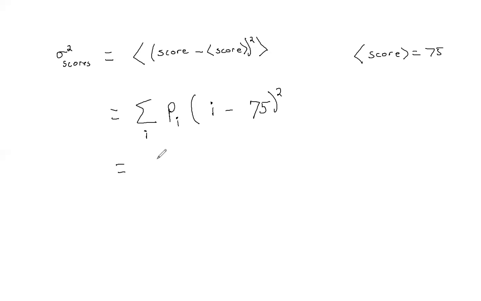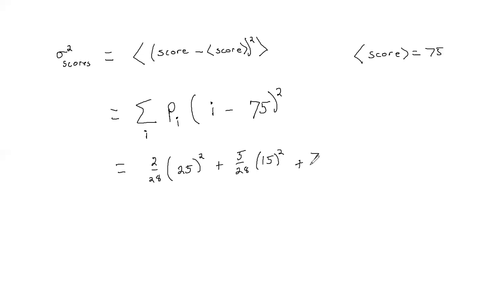So that would be, let's go through it here. That's going to be 2/28 times, for the case of scores equal to 50, that's going to be 50 minus 75 squared. So that's going to be 25 squared, plus 5/28. Now we're talking about when the score is 60. So that's going to be 15 squared. Notice how the minus signs go away by squaring things.